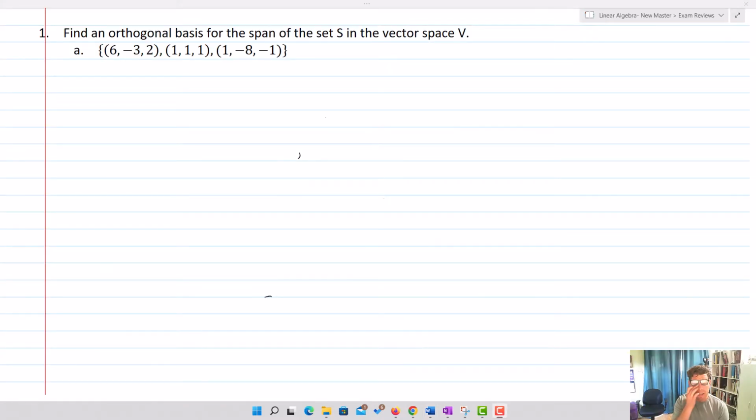All right, so let's find an orthogonal basis for the span of the set S in the vector space V. Let's consider that we have this set: (6, -3, 2), (1, 1, 1), (1, -8, -1). What you should definitely be thinking to yourself is, I need to use the Gram-Schmidt process. If you're looking for an orthogonal basis from a non-orthogonal basis, you're using the Gram-Schmidt process. So we'll start out with our first vector in the set, V1, which is just (6, -3, 2). Then we'll orthogonalize all the other vectors in the set off of V1.